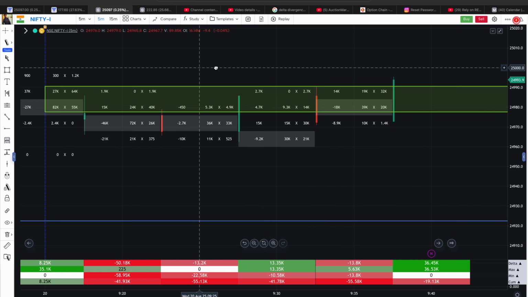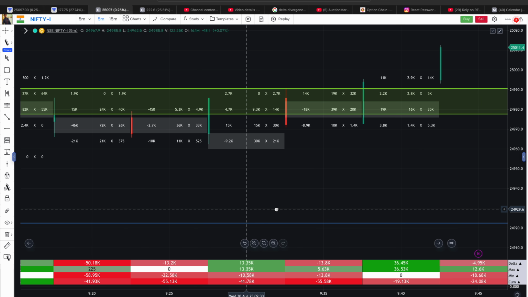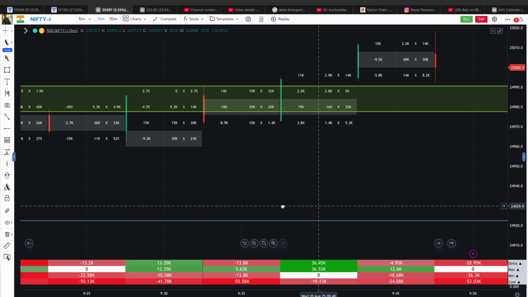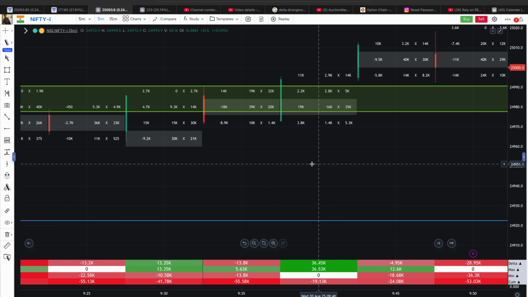Okay, so we'll come here. So where exactly was my entry? Okay, so this was the 36k delta, positive delta. Okay, so we have 35k buyers, 5k buyers and 14k buyers.